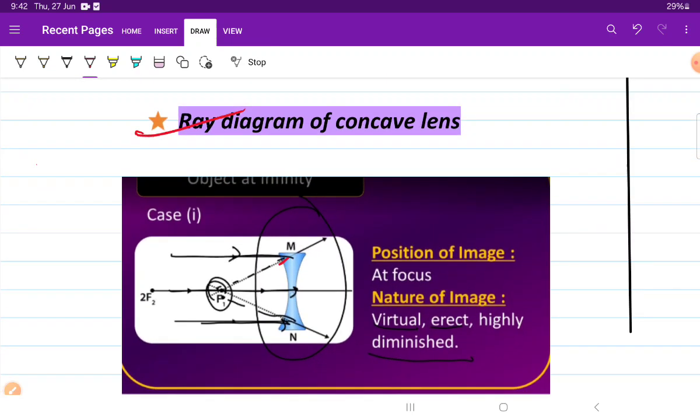Now let's see the ray diagram of concave lens. First of all, at infinity, that means the ray is coming from infinity, it will diverge. I told you in the previous law that if the light is parallel to the principal axis, then it will diverge on the other side and go away from the principal axis. Same will happen in the downward ray.